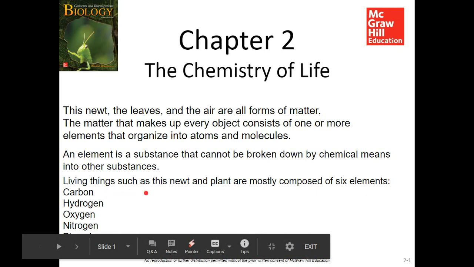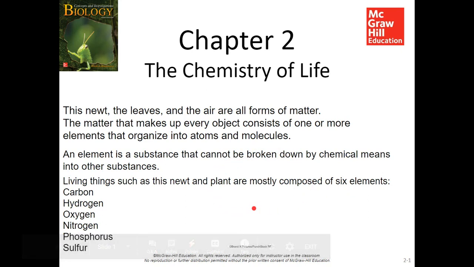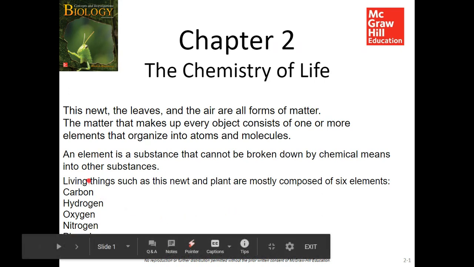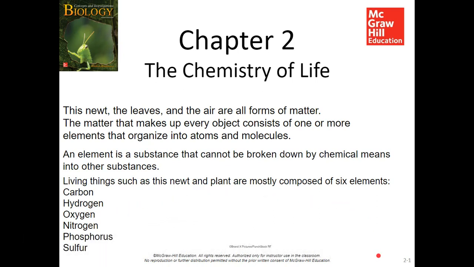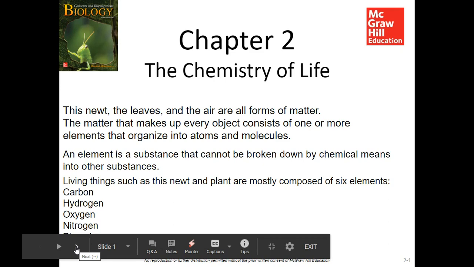All living beings, such as animals or plants, are mostly composed of six elements. The word mostly is here because there are some micro elements which you take through your multivitamins and tablets. So, what are those? Carbon, hydrogen, oxygen, nitrogen, phosphorus, and sulfur. So, you can see those different elements by which all living beings are made up of.